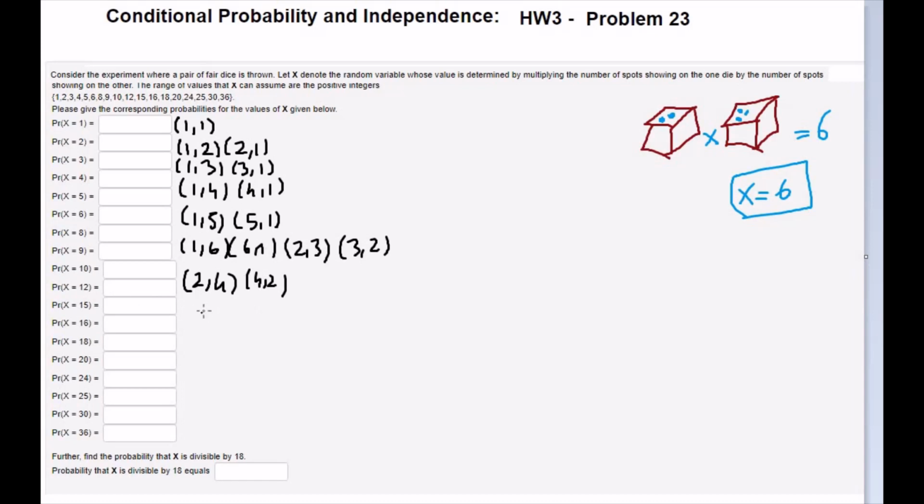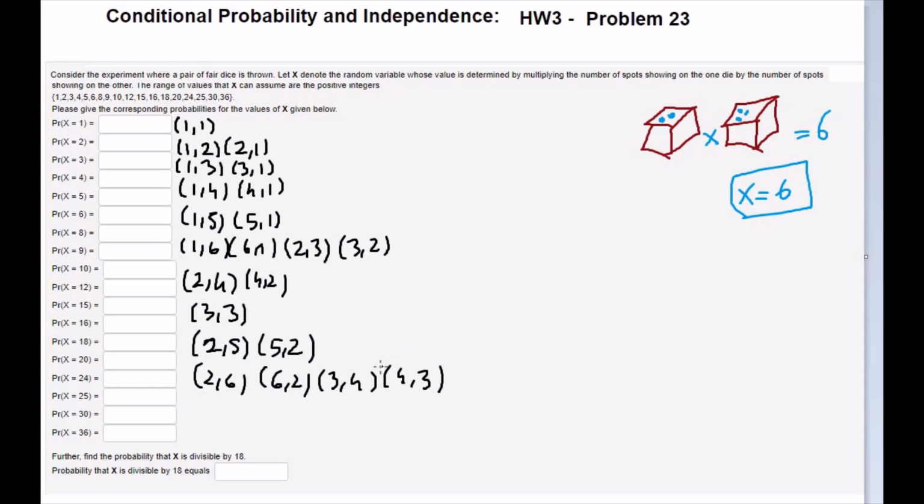For x to take 9, we have one option. For x to take 10, we have either 2 times 5 or 5 times 2. For 12, 2 times 6, 6 times 2, 3 times 4, 4 times 3. For 15, 3 times 5 or 5 times 3. So likewise we go up to 36, which is only one option, 6 times 6.